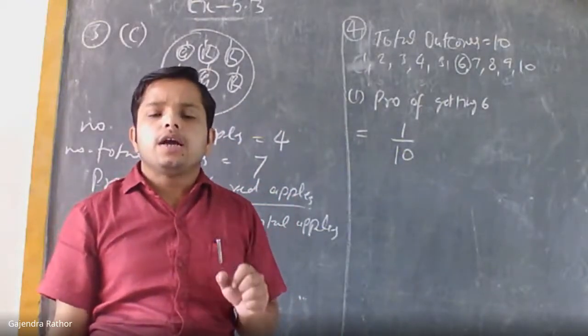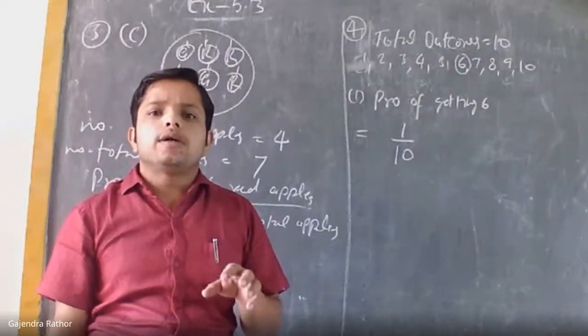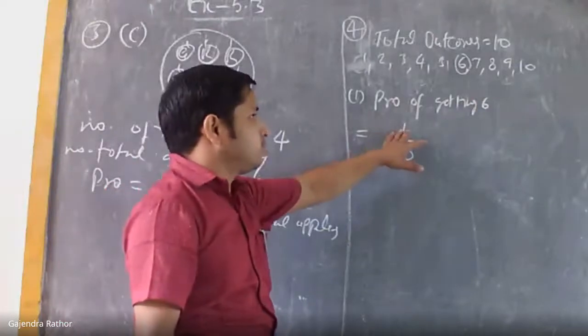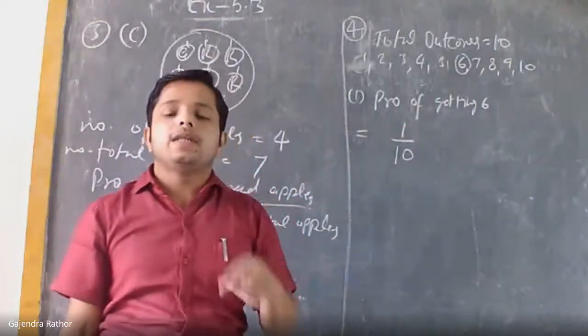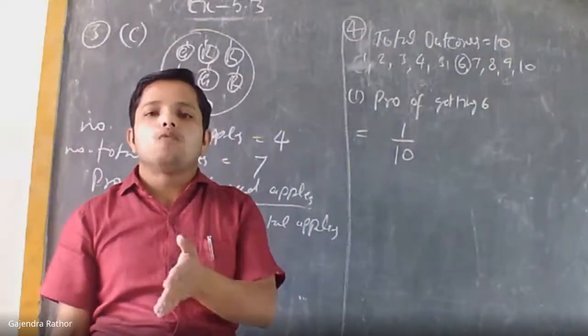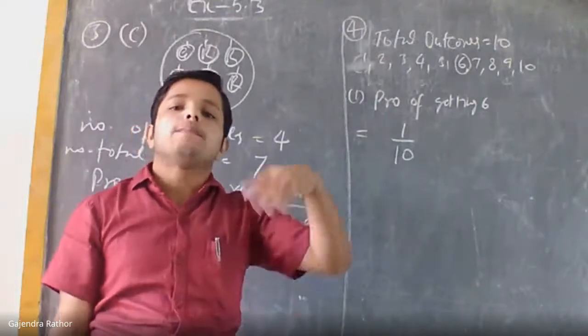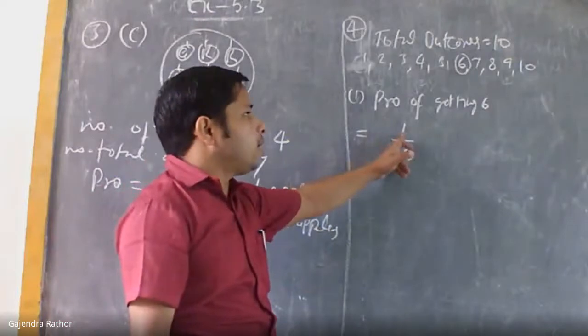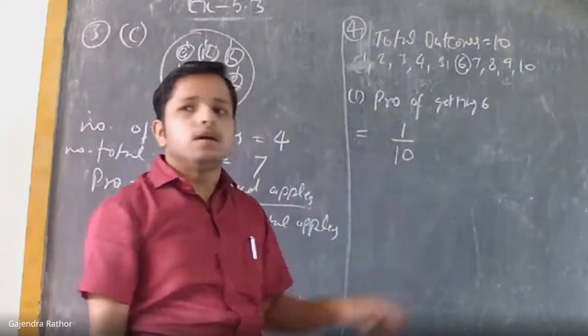Here we must not make a mistake, because some students will write 6, but we should not look at 6. We have to see what is the number of outcomes. Please ignore the number 6. There is only 1, not 6, so 1 by 10.